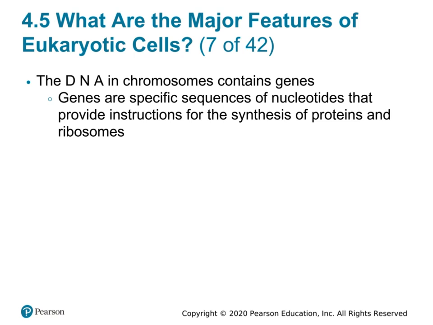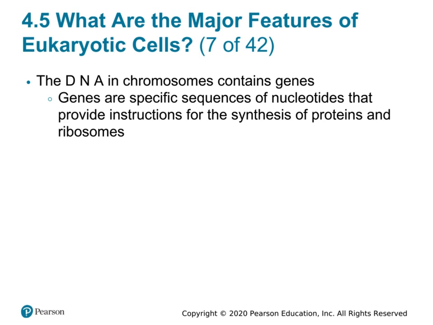Proteins can be structural and supportive, but they can also be functional and carry out different chemical reactions within the cell. So these genes are specific sequences of nucleotides that provide instructions for the synthesis of proteins. And we make proteins at ribosomes. So the DNA is in the nucleus, the ribosomes are in the cytoplasm. So how do we get that DNA instruction to the ribosome?